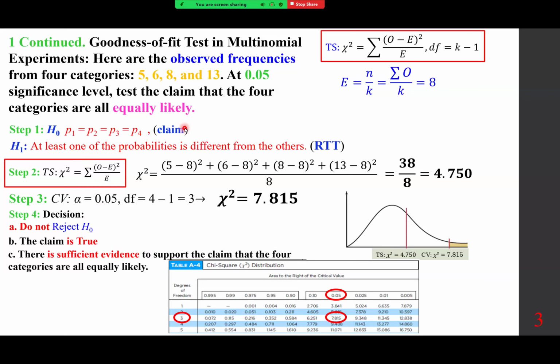Now let's do the writing. There is sufficient evidence to support the claim that the 4 categories are equally likely.